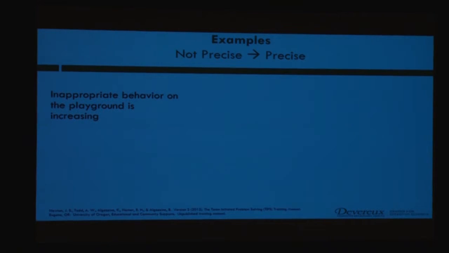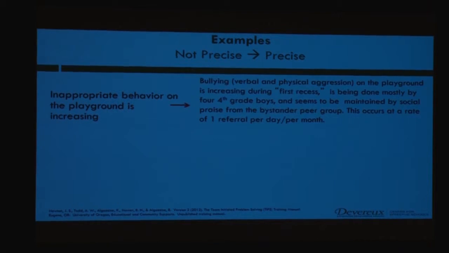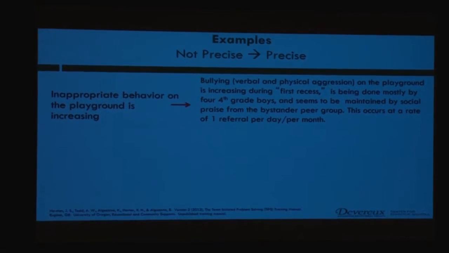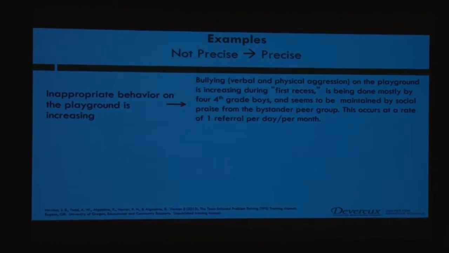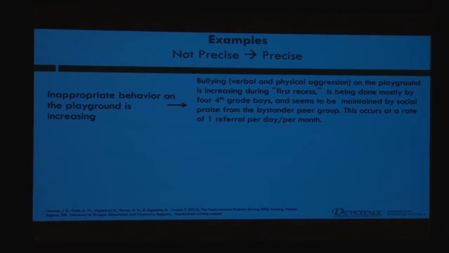So when we started out, we might have said something along the lines of inappropriate behavior is increasing on the playground. And a more precise statement would look like bullying is occurring on the playground during first recess. It's being done mostly by 4 fourth grade boys and seems to be maintained by social praise from the bystander peer group. That level of data would really help your team be able to talk through what can be done differently for those 4 students, as opposed to just we're having a problem on the playground.